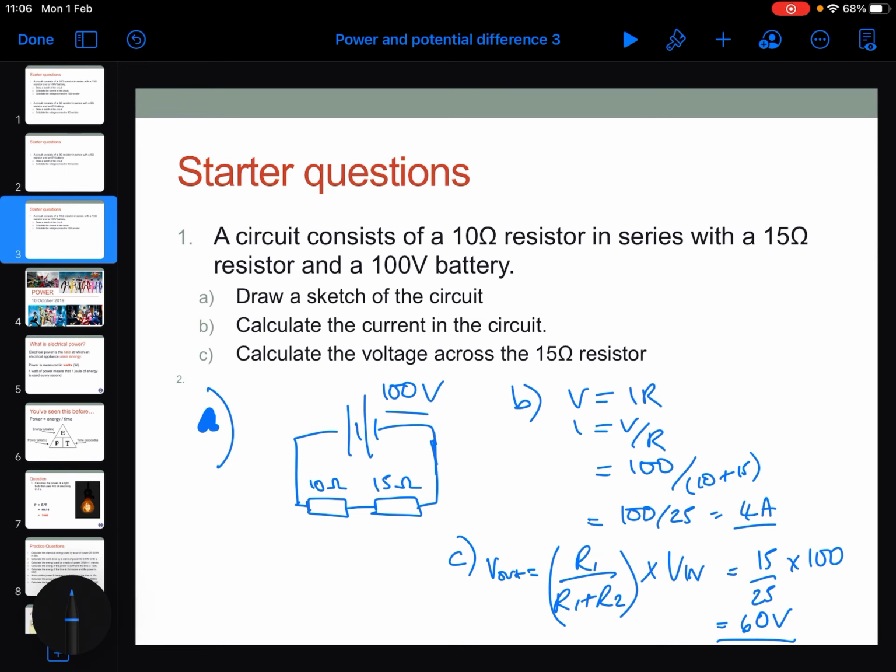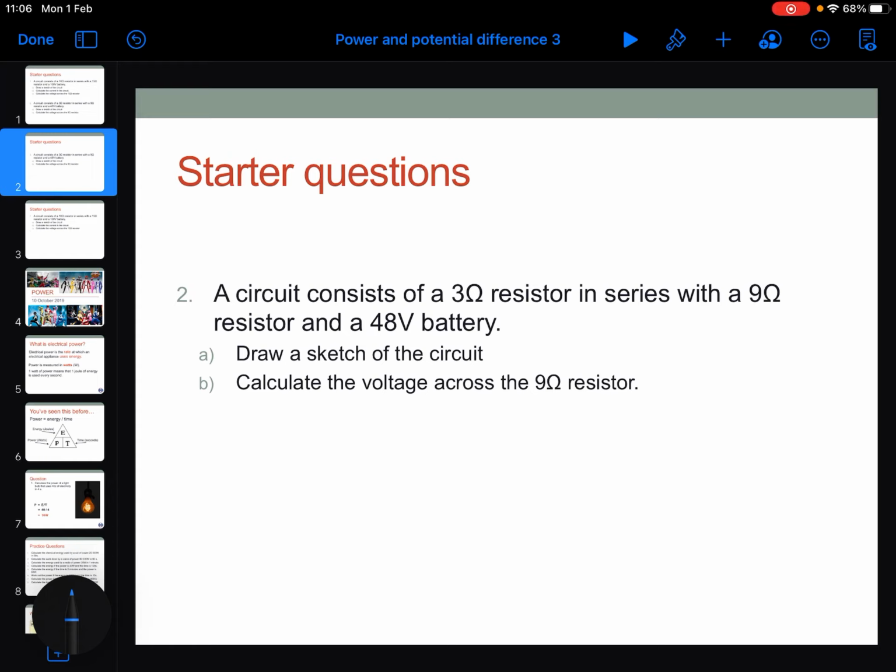Let's do question number 2. A circuit consists of a 3 ohm resistor in series with a 9 ohm resistor and a 48 volt battery. A, draw a sketch of the circuit. A, 48 volts, 3 ohms, 9 ohms. B, calculate the voltage across the 9 ohm resistor.